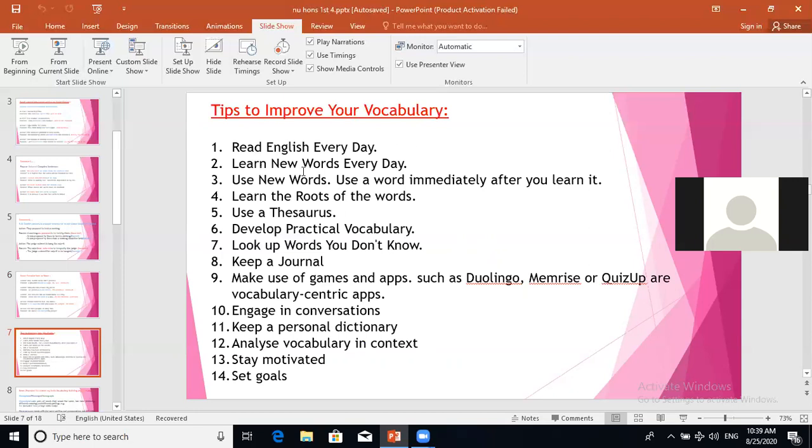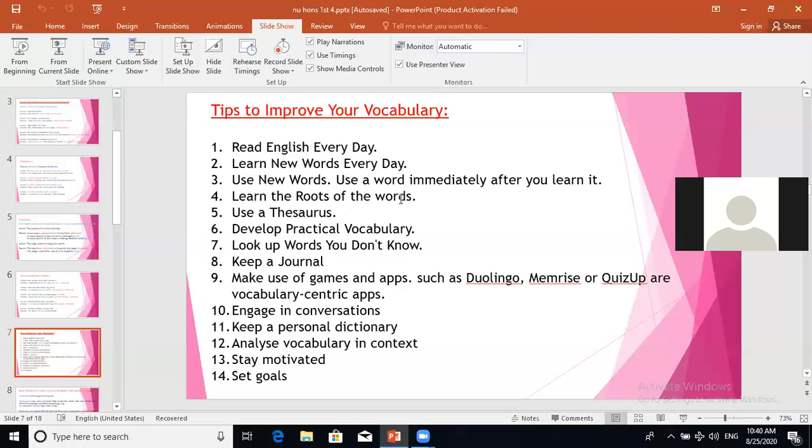Number two, learn new words every day. Try to learn some new words every day. Use new words, I mean, the words you are learning. Use a word immediately after you learn it. How can you use it? You can make a sentence with the word, or if you converse with someone in English, you can use the words in your conversation. So you have to use the words that you learn every day.